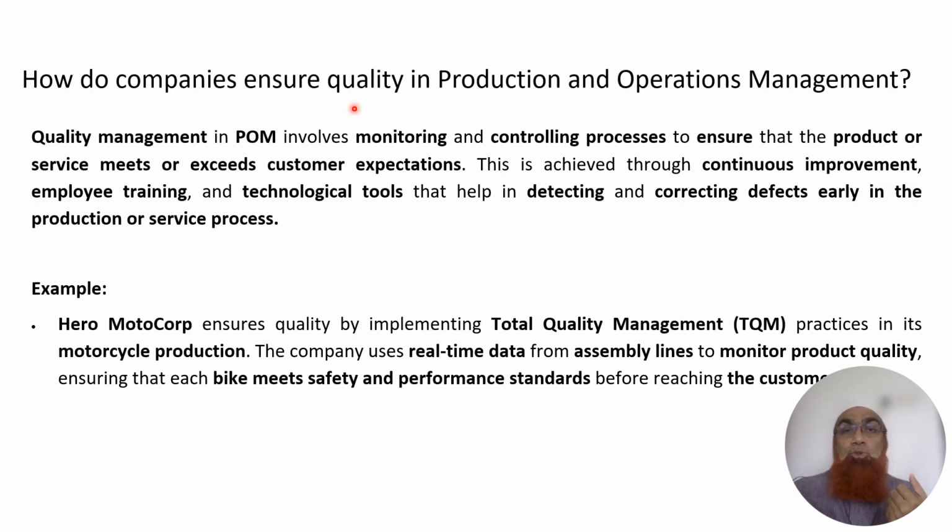How do companies ensure quality in production and operations management? Quality management involves monitoring and controlling processes to ensure that products or services meet or exceed customer expectations. It's not only meeting the customer expectation, it's exceeding the customer expectation. This is achieved through continuous improvement, employee training, and technological tools that help in detecting or correcting defects early in the production or service process. You can have any example related to this, right?